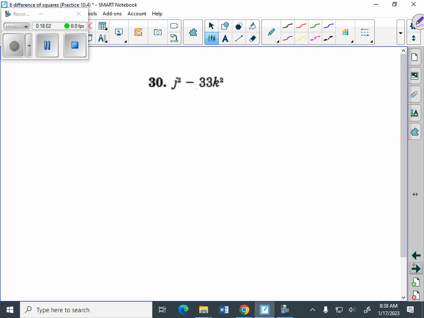When we look at 30, j squared, we can break apart j squared, but what we can't do, or maybe let me go backwards here for a second, 2 terms, and a minus sign. So it looks like we can factor, and like I said a moment ago, j times j is j squared. K times k is k squared, but there's nothing times itself that equals 33. It's a big long decimal if you take the square root of 33. So this problem also happens to be prime.